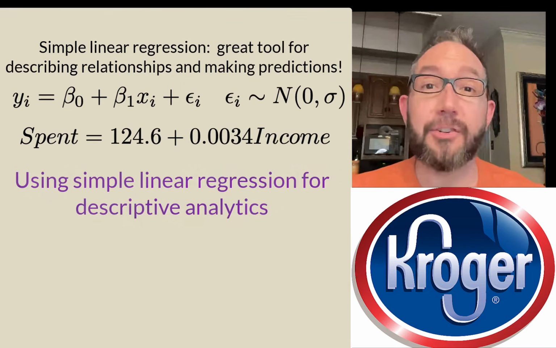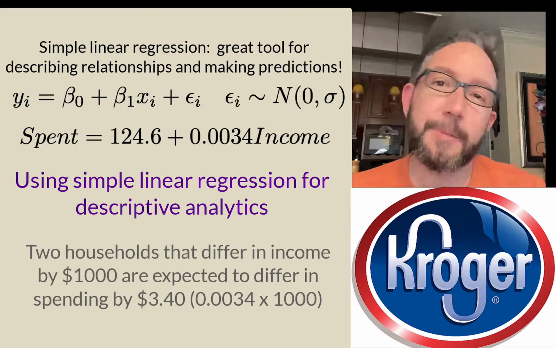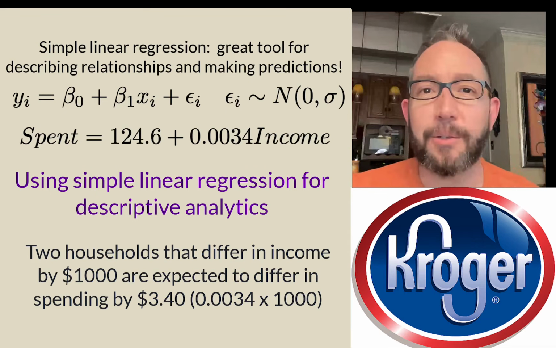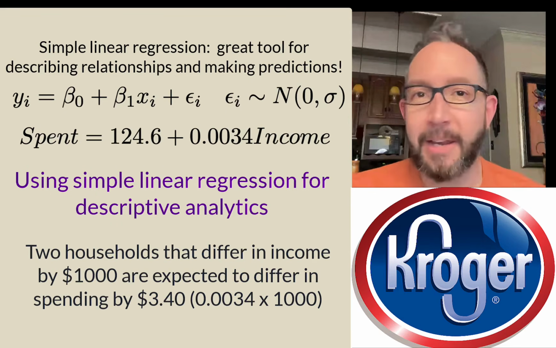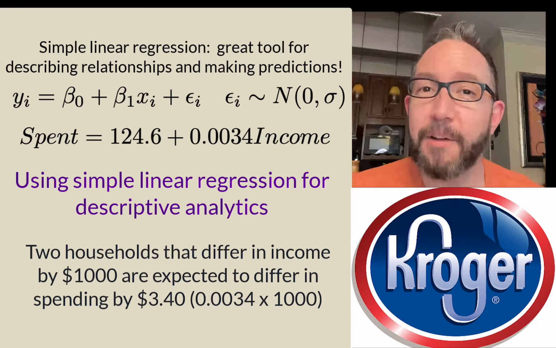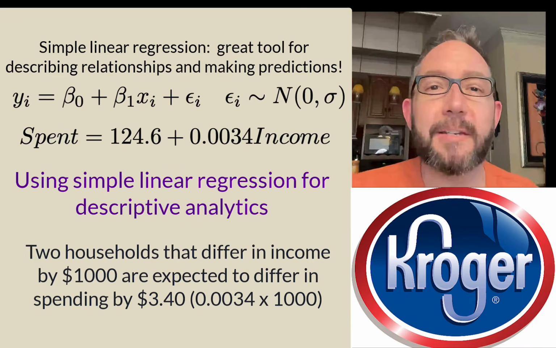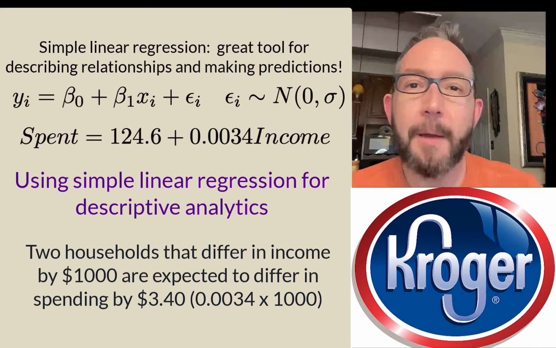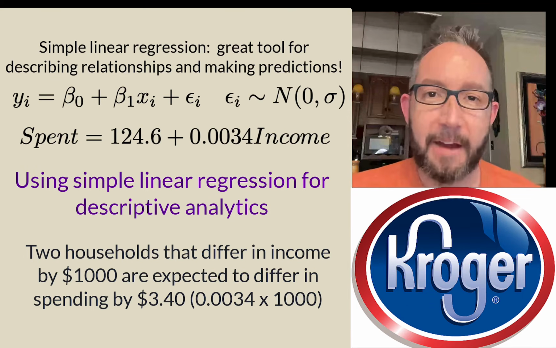The simple linear regression also allows us to compare the expected amount spent across different households. Two households that differ in household income by, let's say, $1,000 per year might be expected to differ in terms of their spending at Kroger by maybe $3.40 on average.